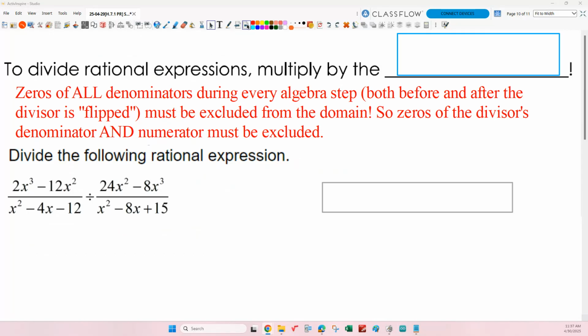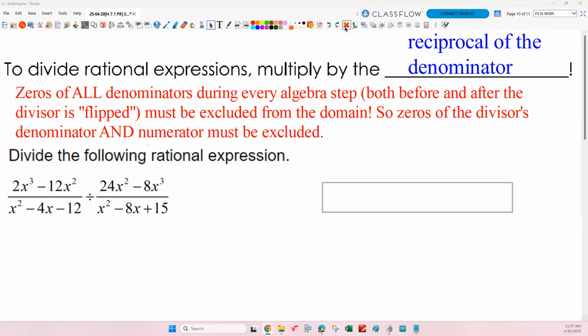So if we work on dividing, do you remember how you divided a fraction over a fraction? What's the strategy for that? Someone mentioned last period, keep it, change it, flip it. Does that ring a bell? So then you multiply by the reciprocal of the denominator. Ringing a bell a little more?